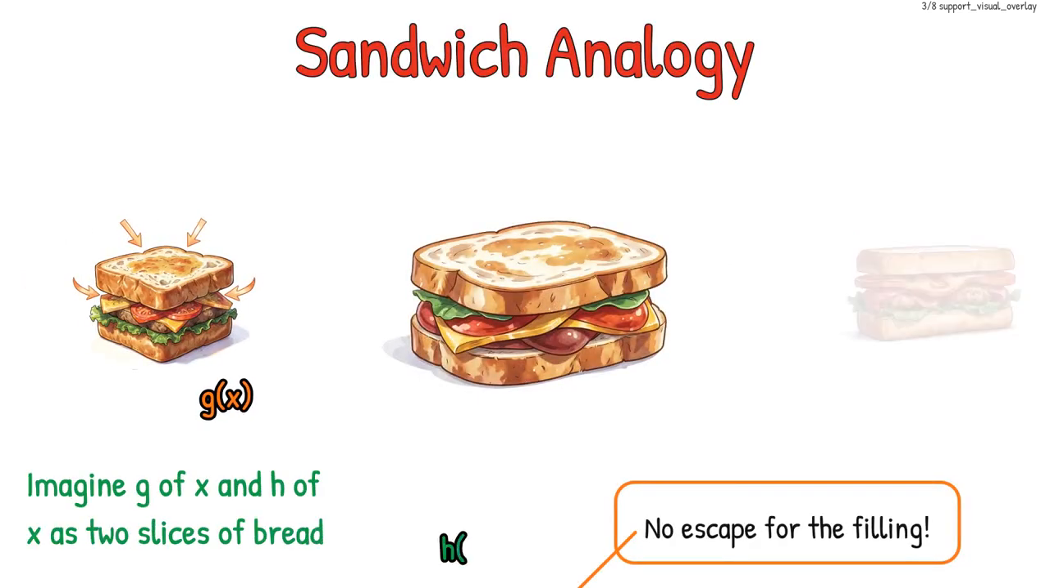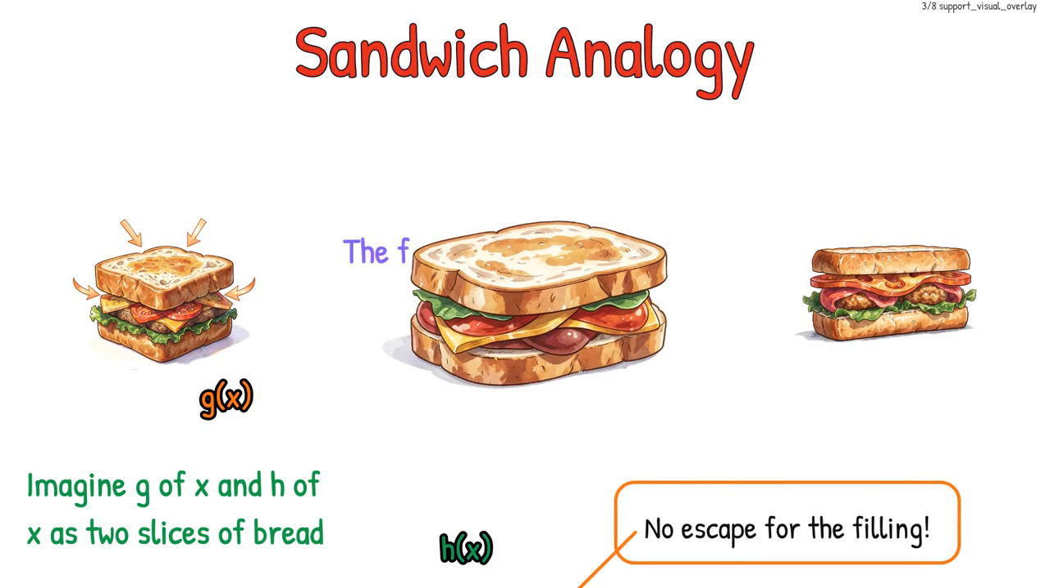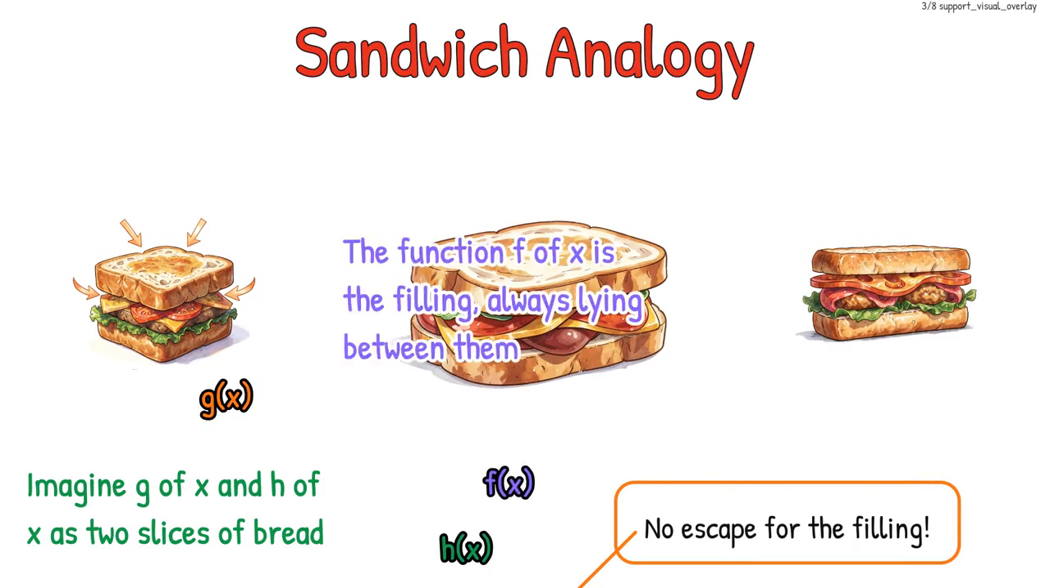Why does it work? Imagine g of x and h of x as two slices of bread. The function f of x is the filling, always lying between them. As x gets closer to c, both slices of bread, g of x and h of x, approach the same height L. The filling f of x trapped between them has no choice but to approach L as well.